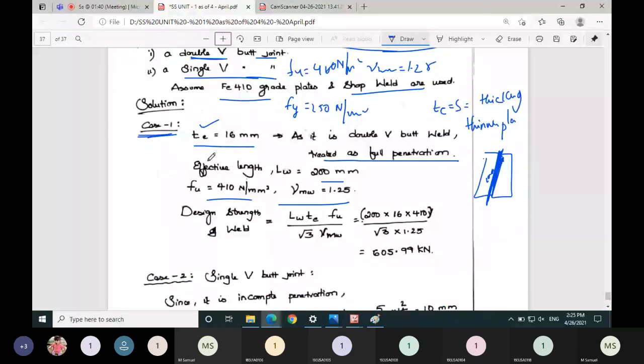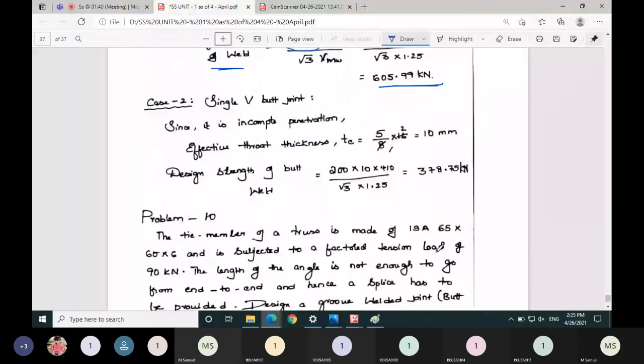So as I told you, effective area of the weld, that is Lw into Te into Fu divided by root 3 into gamma Mw, will give you this in terms of kilonewtons. So this is the design strength of the weld. And this is the amount of load that you can place on that bracket or on that weld. And single V butt joint, as I told you here, you can take the maximum value T. Okay, since it is incomplete penetration, you have to take it as T is equals to this.